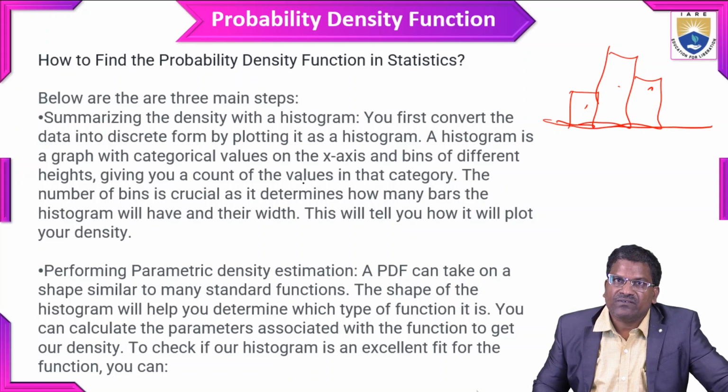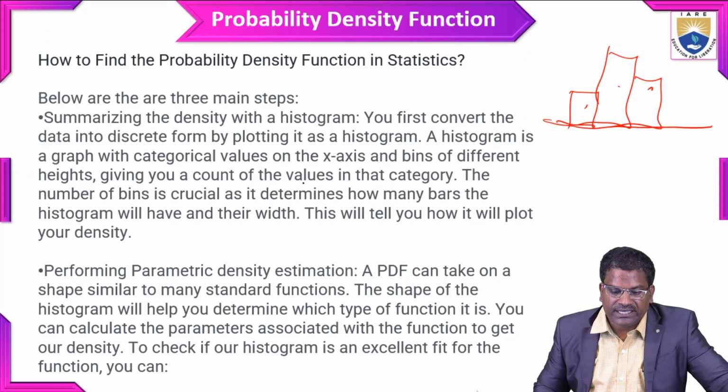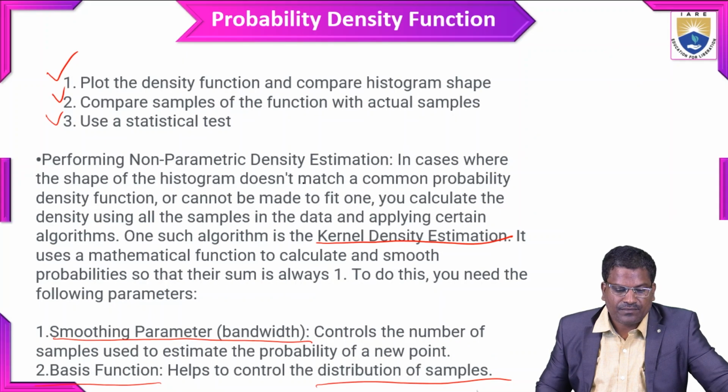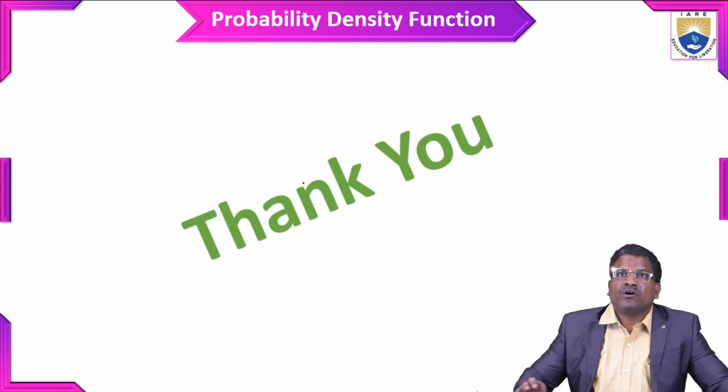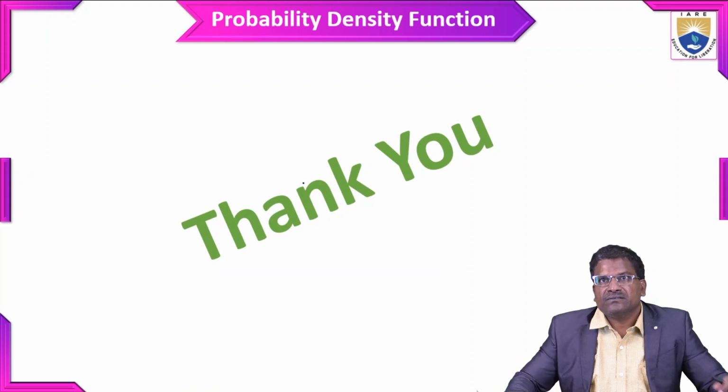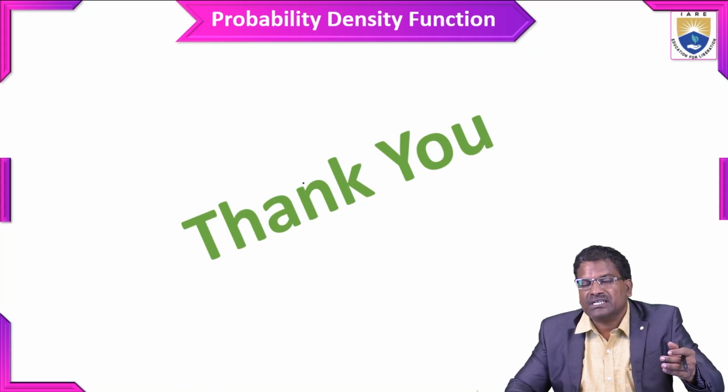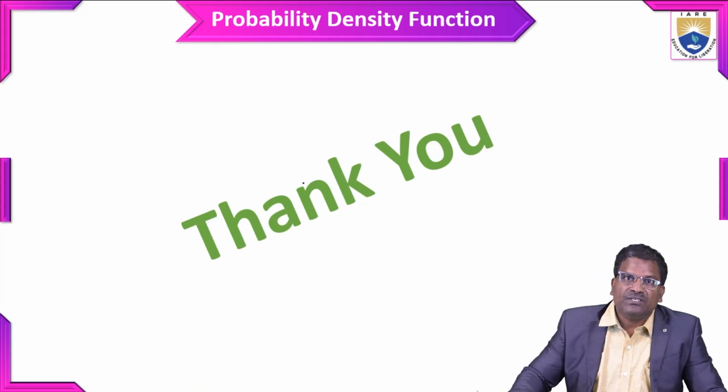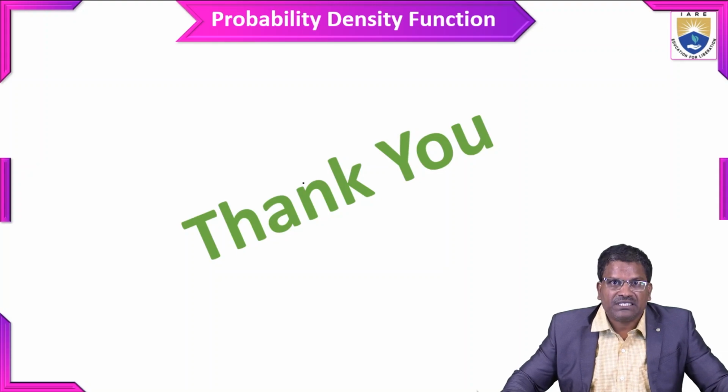Now we can find the probability distribution function in statistics by calculating with the help of histograms, by performing parametric density estimations, by performing non-parametric density estimations using the parameters bandwidth and basis function. So probability density function, it gives the density of probability function with respect to the continuous random variable. This is probability density function.